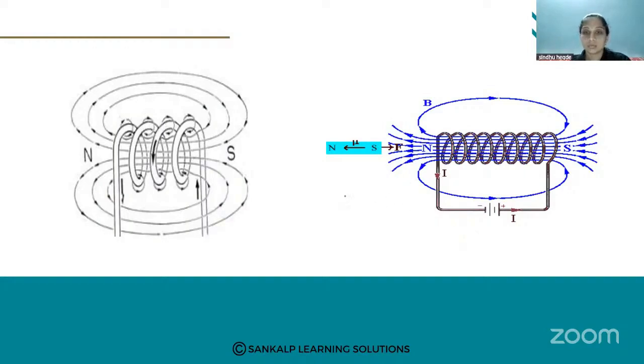Here, there are three things we should remember. When the current flows through this solenoid, a magnetic field is generated, and the field line pattern is the same as in bar magnets. The field generation depends upon three things. First, it depends upon the strength of the current. When the current is increased, the magnetic field generated also increases, so these are directly proportional. Second, it depends upon the number of turns of the solenoid.